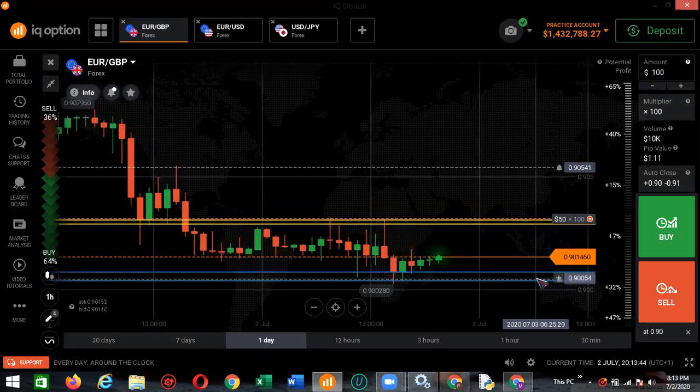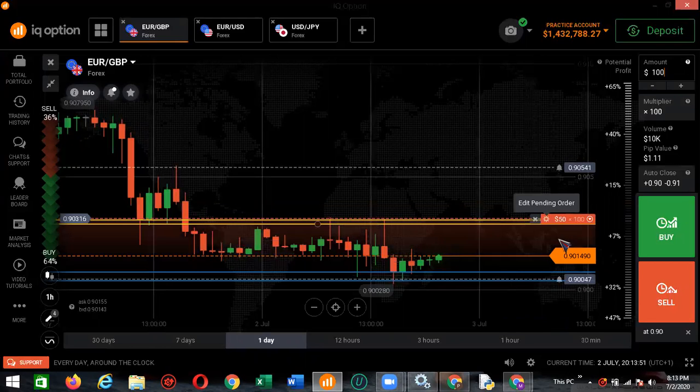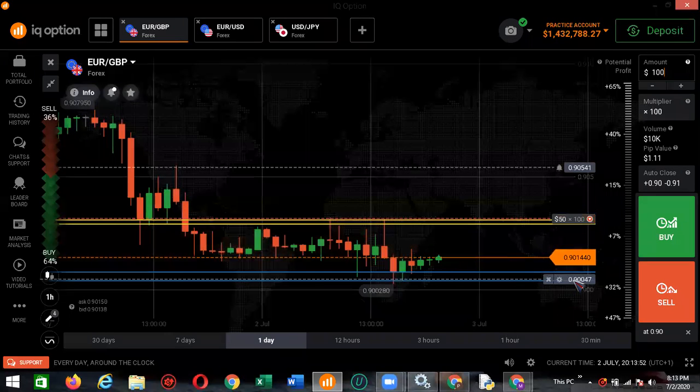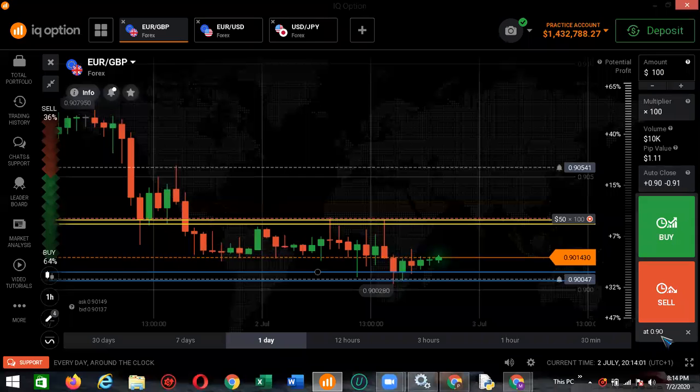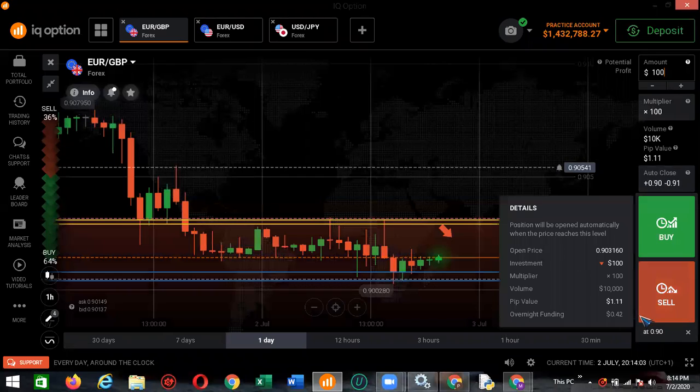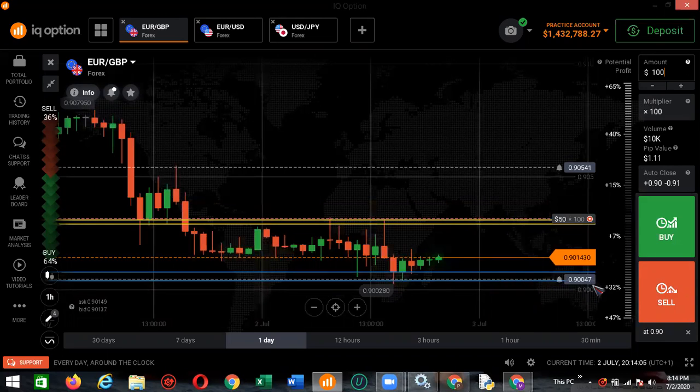But because I know that these two levels are very strong and I know that they're going to be used, I want to create these two orders. You can just use one buy order and leave the market. But I know that these two levels are strong, so I'm using these two orders. It's not necessary that you use two orders every time. So I want to keep the buy order at 0.0047.